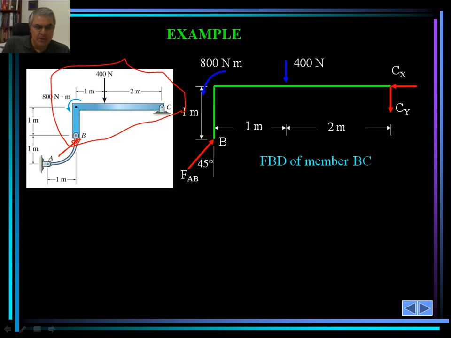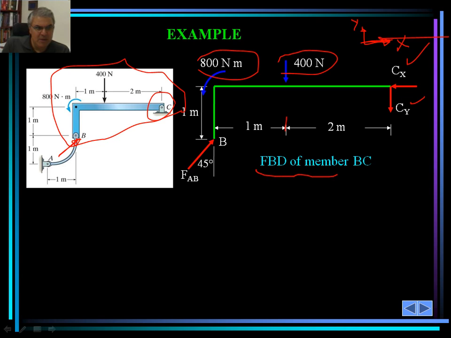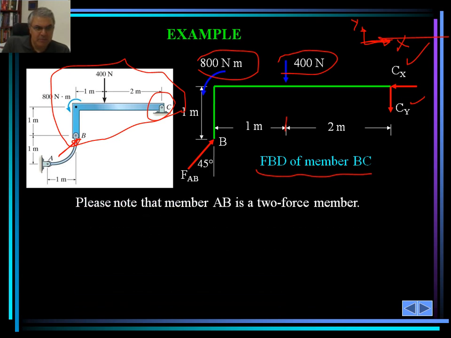We would also show the support reactions at C as C sub X and C sub Y in the X and Y direction, assuming that this is X, of course, this is a straight line, and this is Y in that direction. Then we will show the external forces, the 400 Newton and 800 Newton meter on the structure. The distances, of course, would be represented. This is the free body diagram of member BC.